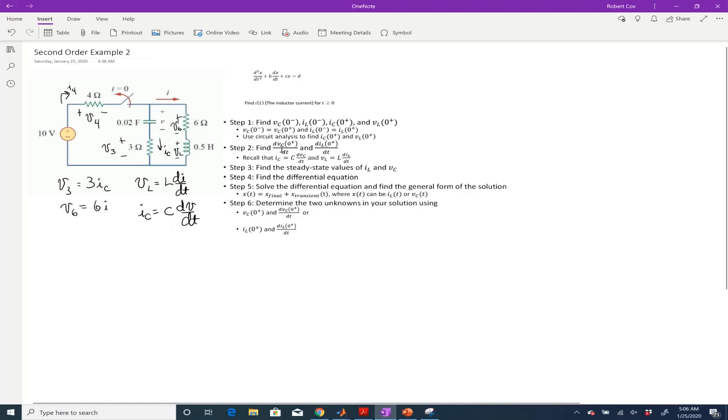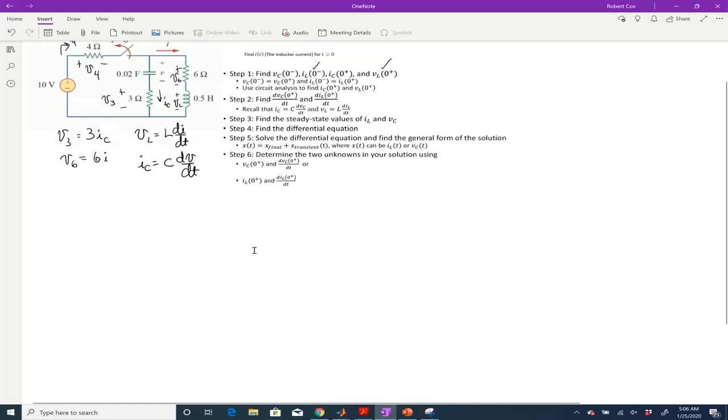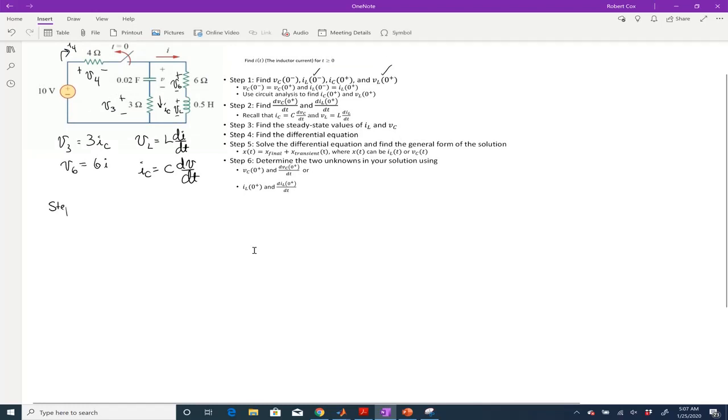All right, let's go through our multi-step process here. What I really care about in this particular case is IL of 0 minus and VL of 0 plus, because I'm going to need those to be able to figure out my final solution for the inductor current. So let's start. Step 1 really has 2 subparts. Part A is to get V sub C of 0 minus and I sub L of 0 minus. In this case, they've been told to us as V of 0 minus and I of 0 minus.